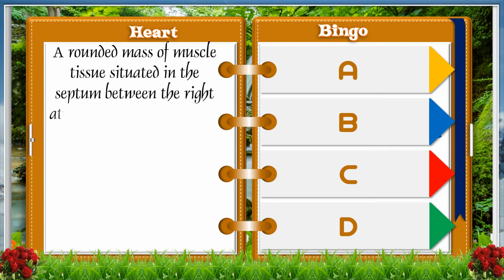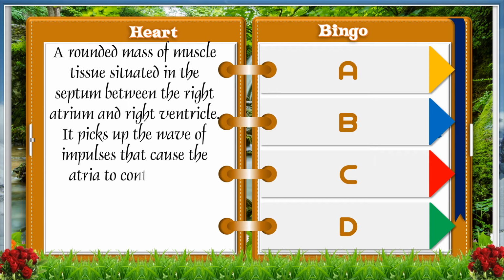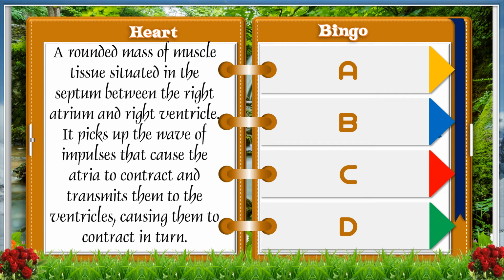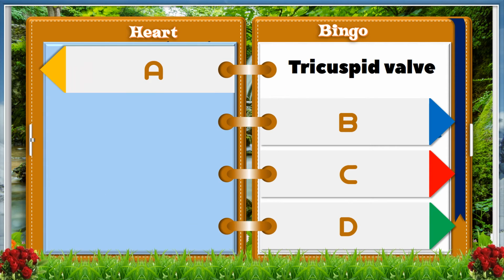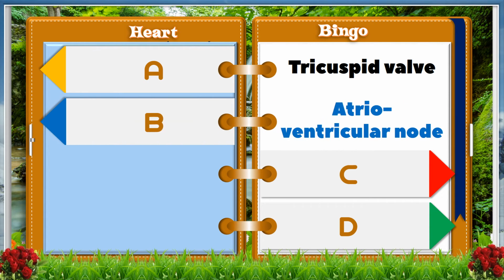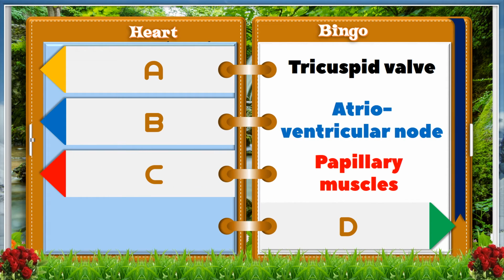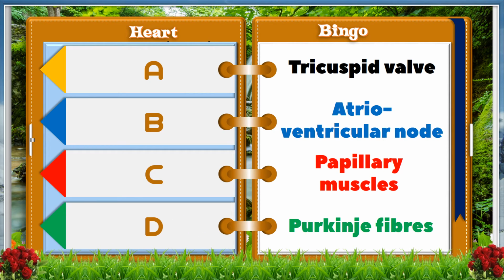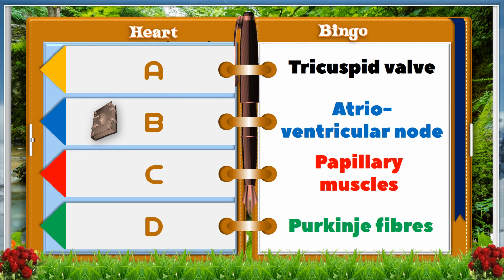A rounded mass of muscle tissue situated in the septum between the right atrium and the right ventricle. It picks up the wave of impulses that cause the atria to contract and transmits them to the ventricles, causing them to contract in turn. A. Tricuspid valve. B. Atrio-ventricular node. C. Papillary muscle. D. Purkinje fibers. And the answer is B. Atrio-ventricular node.